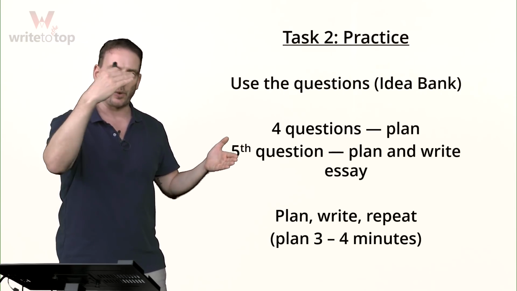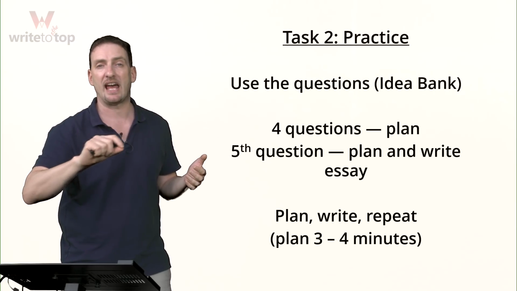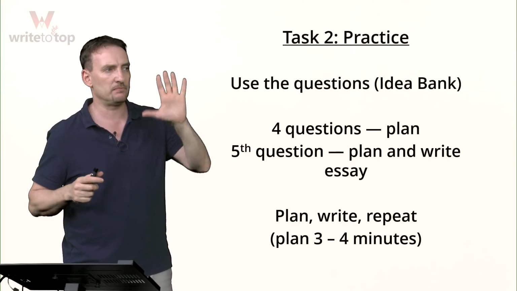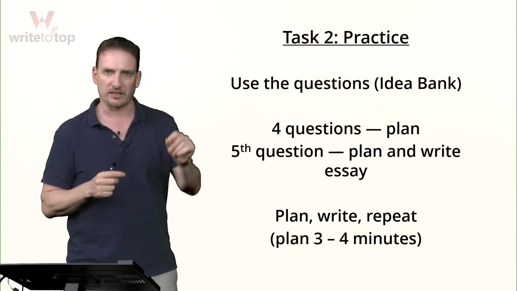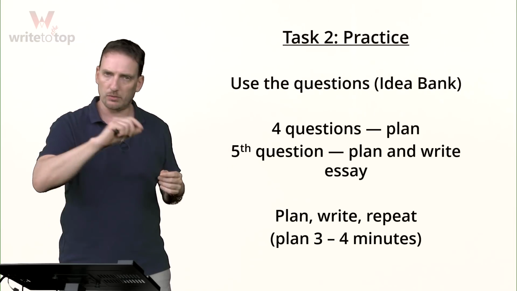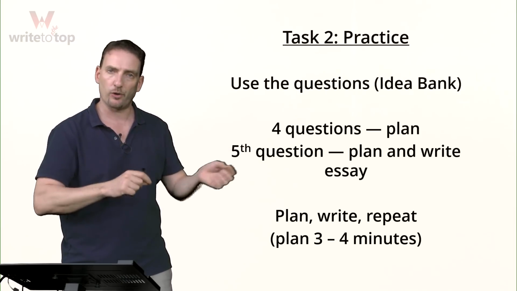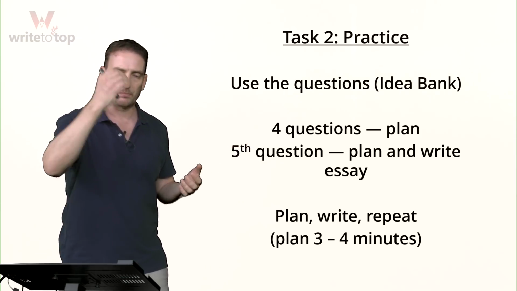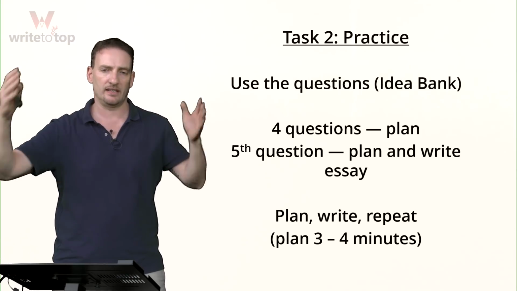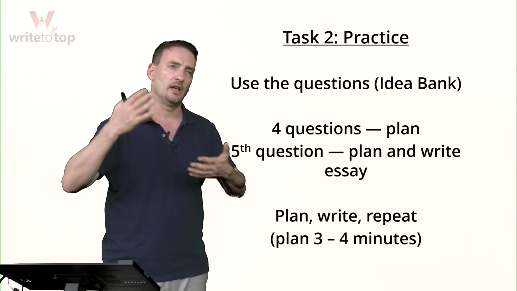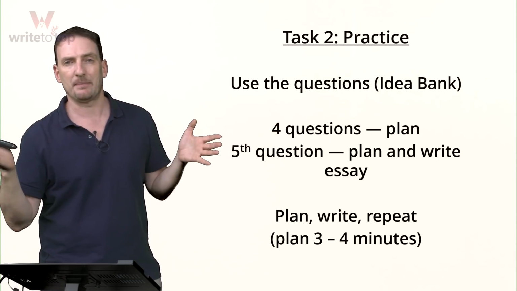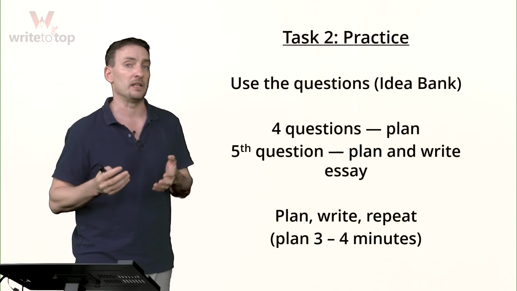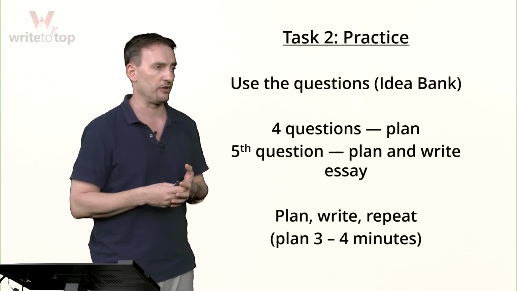Take questions 1, 2, 3, 4, and write a plan for each. Maximum 5 minutes. Question number 1, plan. Question number 2, plan. 3, plan. 4, plan. 5 minutes each. Question number 5, plan and write a complete essay in the 40 minutes. Or again, at the beginning, take as much time as you need, but eventually get it down to 40 minutes. For the TOEFL, get it down to 30 minutes.